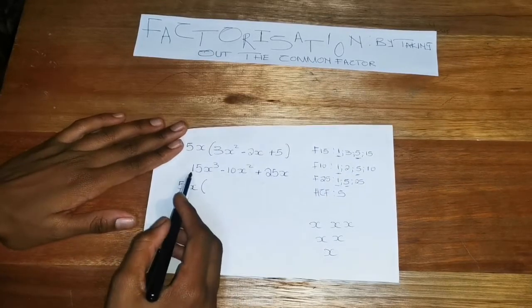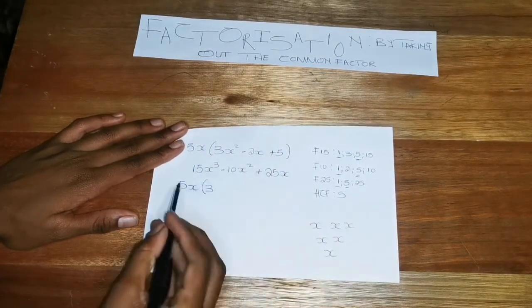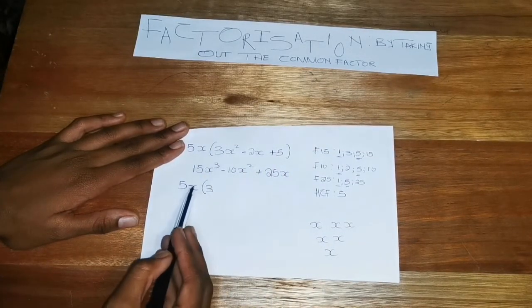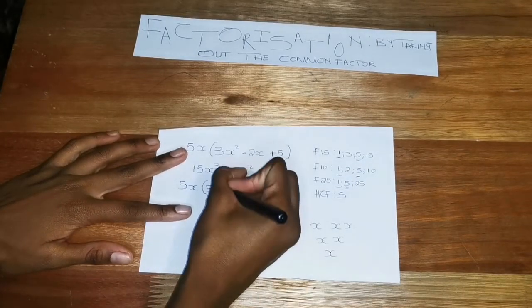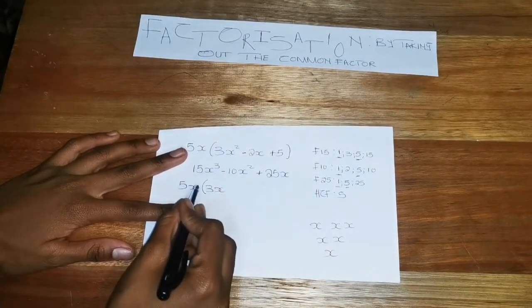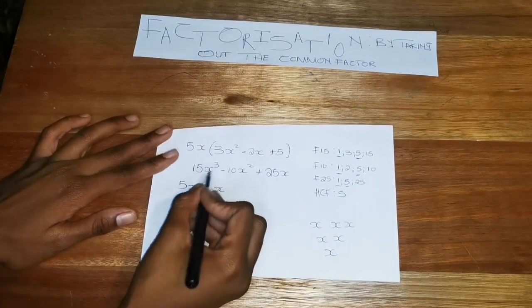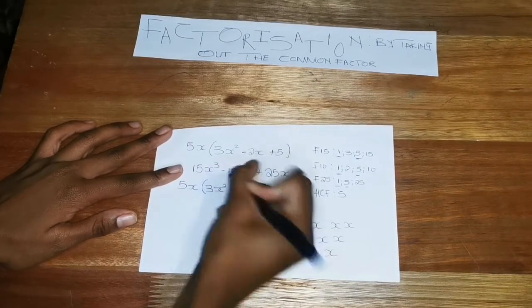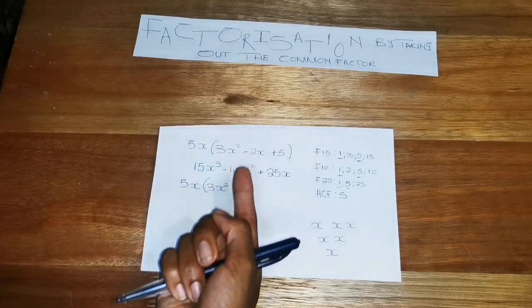So you're basically going to start with the numbers: 15 divided by 5, you're left with 3. Then x cubed divided by x. You know when you divide variables of the same base, you keep the base and then minus the exponents. So you're going to keep your base, 3 minus 1. You know that when a variable doesn't have an exponent, the exponent is 1. 3 minus 1 is 2. So on the first term, you are left with only 3x squared.